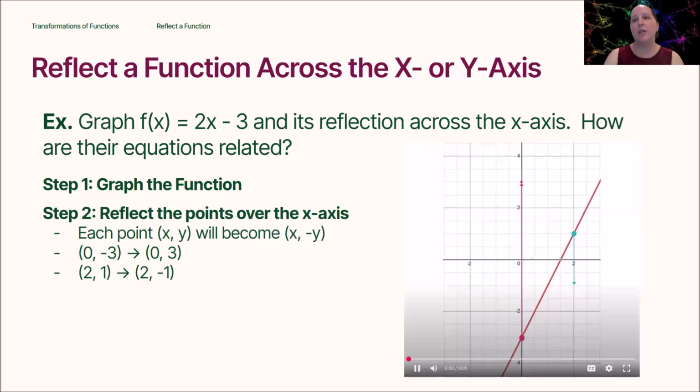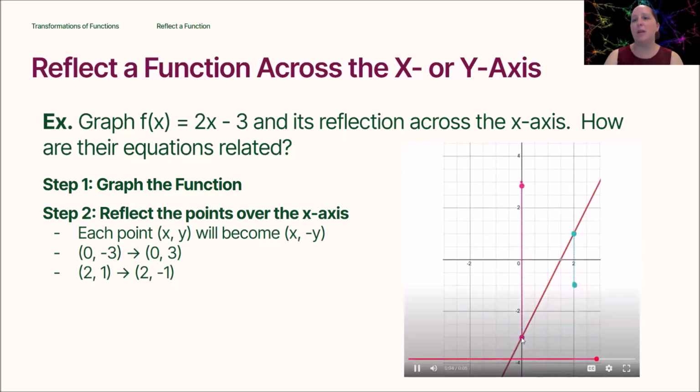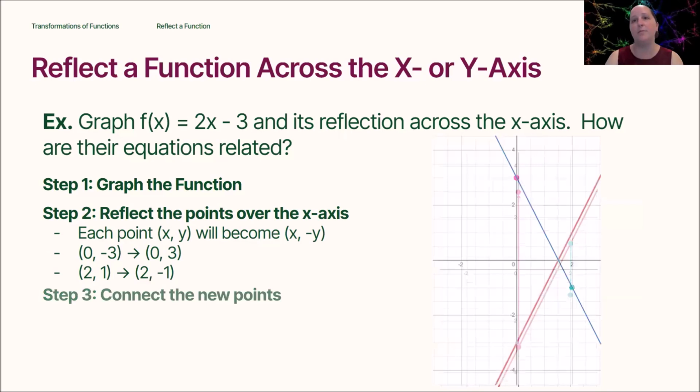So each point (x, y) will become (x, negative y). So this pink one, (0, negative 3) is going to become (0, positive 3), and (2, 1) becomes (2, negative 1). Okay. And then I connect those two new points.